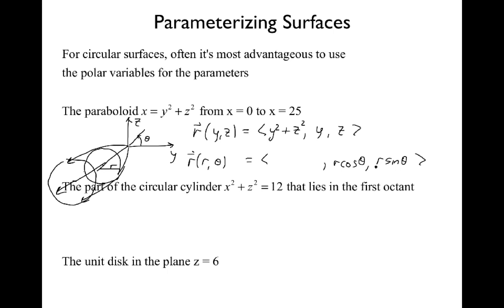And when we do y squared plus z squared, what are we going to get? Y squared plus z squared is going to equal r squared, because you can factor out the r squared, and cosine squared plus sine squared equals 1. And then we need from x equals 0 to x equals 25. So when x equals 25, it's r squared, r equals 5. So we can't say x from 0 to 25 because x isn't one of our parameters, but we can say r from 0 to 5.